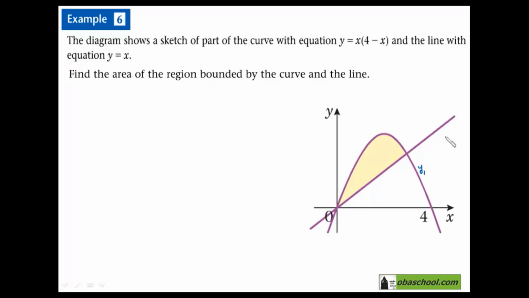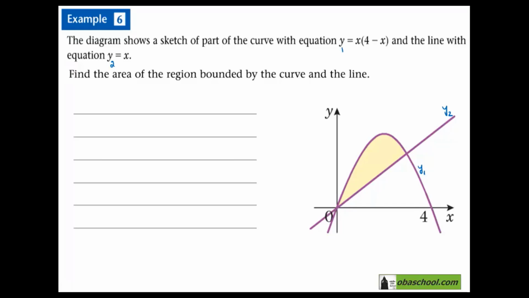This is y1 and this is y2. So y1 is x(4 minus x) and y2 is x. Before we find the area, we need to define where these points intercept. The first point is at 0, so it is here. Now we need to find the second point. In order to find it, we say y1 equals y2. y1 is x(4 minus x) equals y2, which is x.